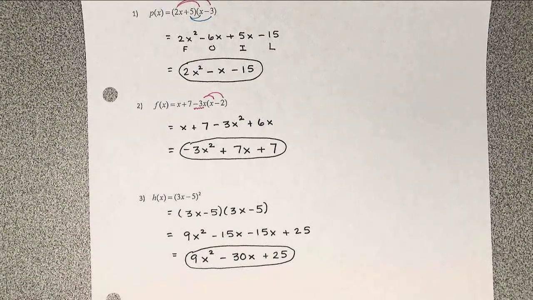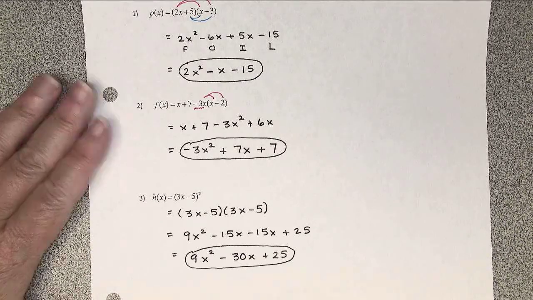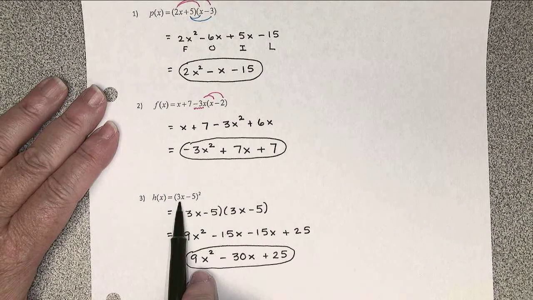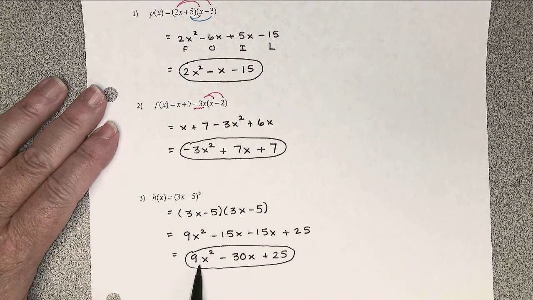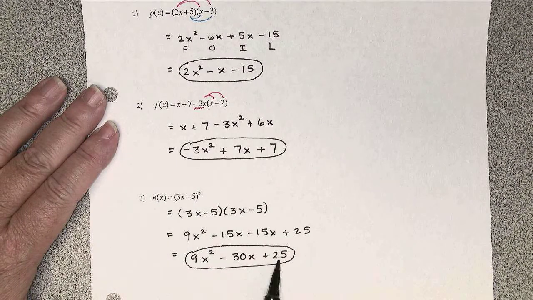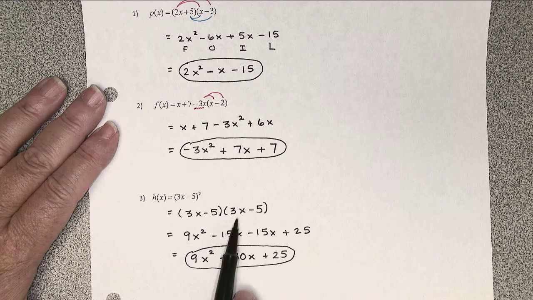Okay. What I'd like you to specifically notice here is what doesn't work. A lot of people try to do this problem by just saying, oh, let's square the 3x. Well, that would give us the 9x squared. And let's square the negative 5. That would give us the positive 25. But notice, if you don't write this out, if you just try and square the two terms separately, you're going to miss that middle term every time.